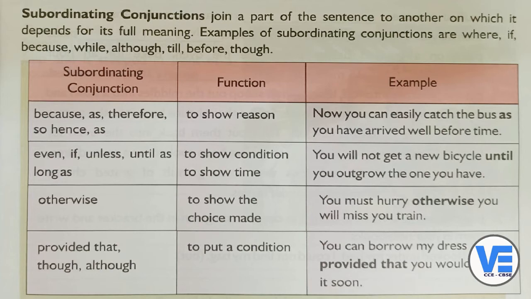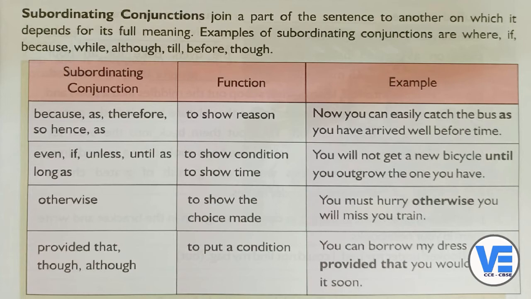You will not get a new bicycle until the one you have is worn out. So here "until" tells about the time. Until this one is completely worn out, you will not get a new bicycle. So that is how the subordinating conjunction called "until" is used here.